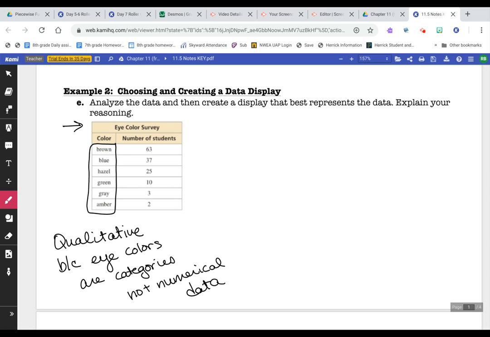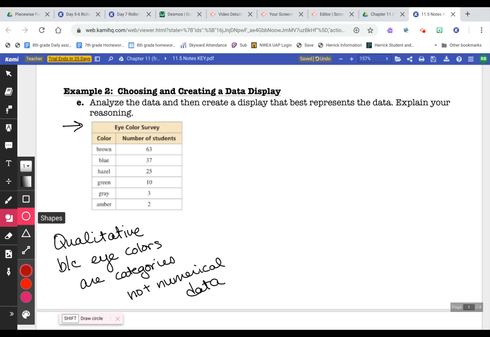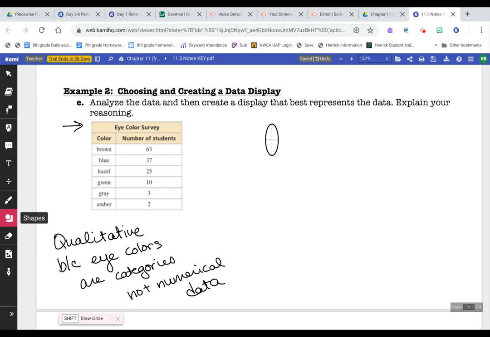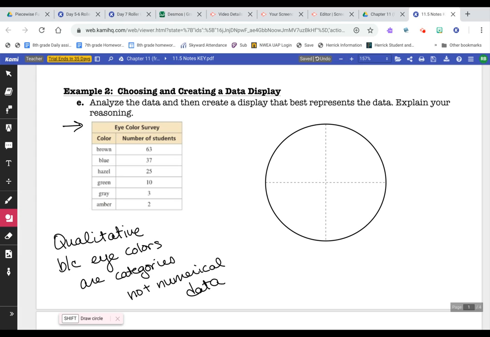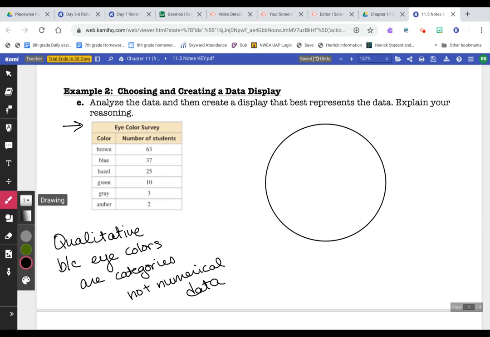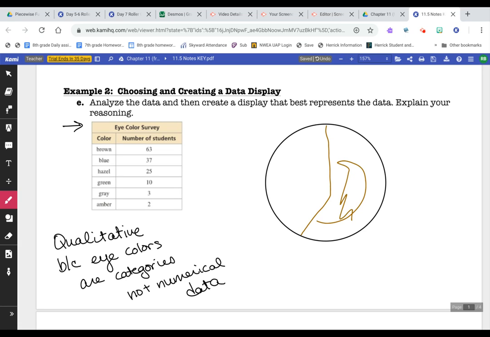So that being said, we wouldn't want to do a box and whisker plot. That is very numerical data oriented. We're not going to find the mean of the kids who have brown eyes. No. So for this, I think a circle graph would be lovely to use. So the first thing we'll do is let's draw a circle. And now we have to figure out how to fill this in. Some might look at this and say, oh, brown eyes, well, that's 63. So they're going to fill in 63% of the graph. All of this is brown eyes. That's not going to work.